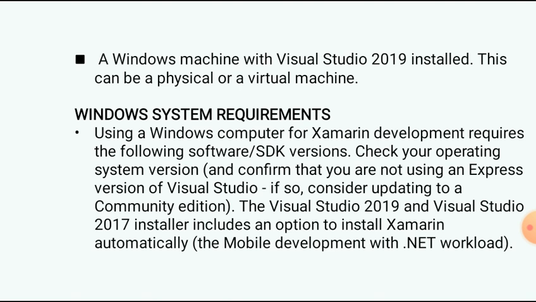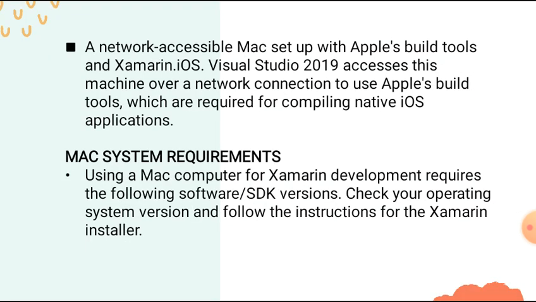The Visual Studio 2019 and Visual Studio 2017 installer includes an option to install Xamarin automatically: the mobile development with .NET workload. A network-accessible Mac set up with Apple's Build tools and Xamarin.iOS. Visual Studio 2019 accesses this machine over a network connection to use Apple's Build tools, which are required for compiling native iOS applications.